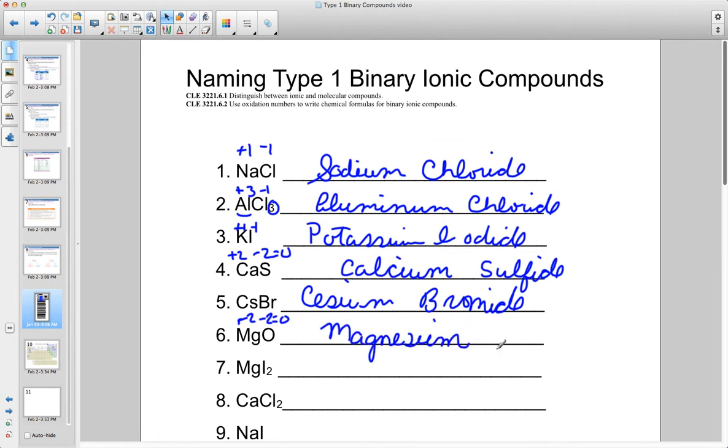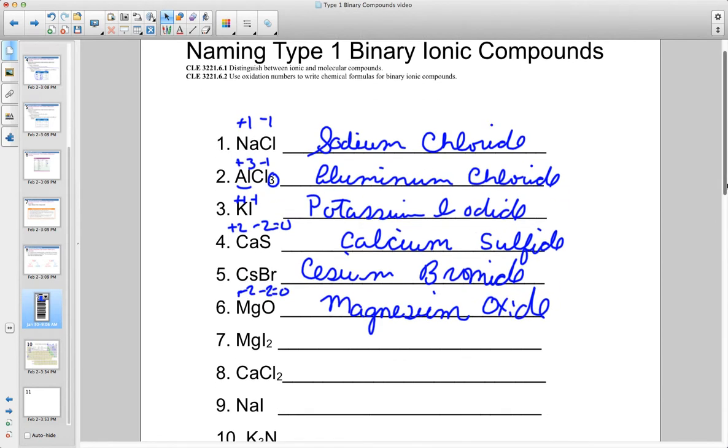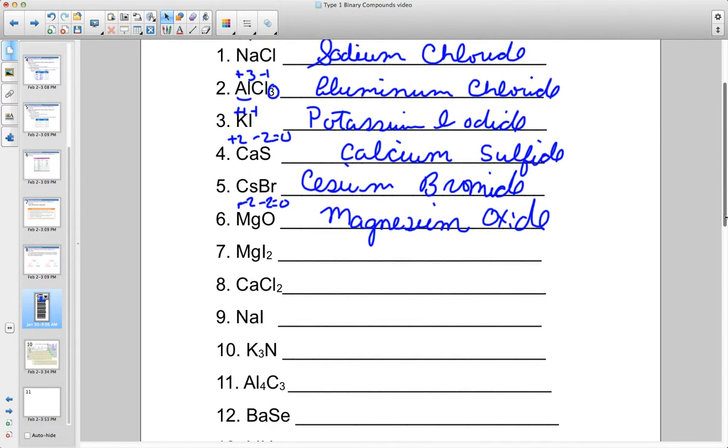Magnesium. See, these aren't too bad. Oxide. So what I would like you to do now is finish these up. Okay, let's just take one more look. Well, we'll do 7 and 8 together just so that you can understand that.